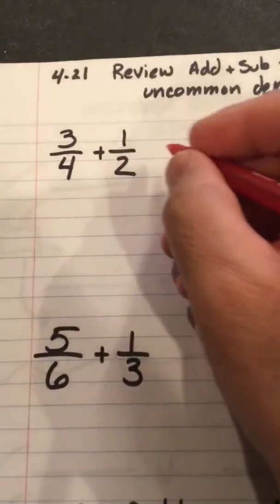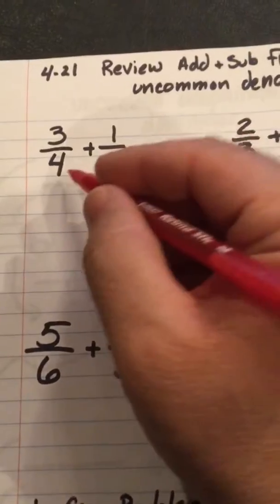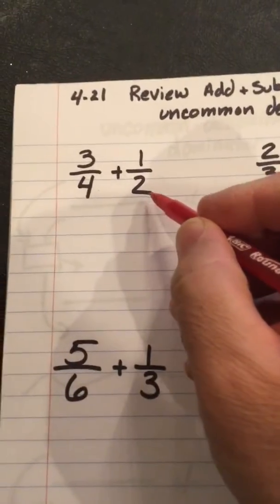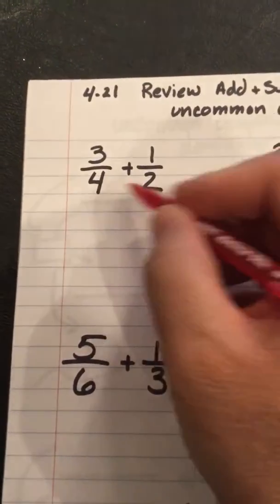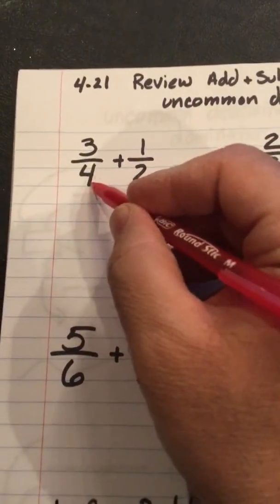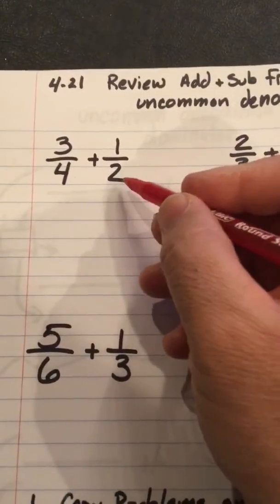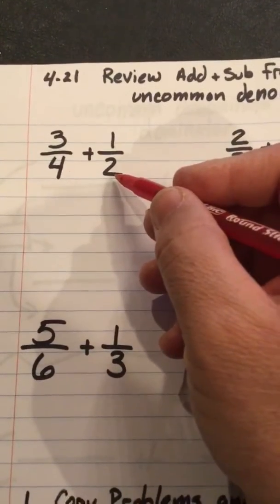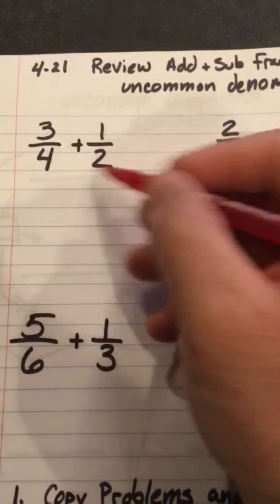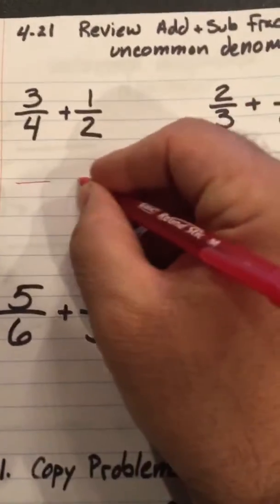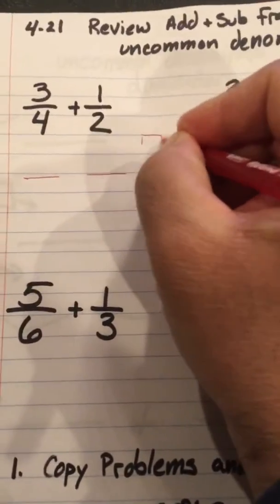Okay, let's take a look at the first problem. So we have unlike denominators of 4 and 2. So the rule was, think of the 2, count by 2, think of the 4. So what number can 2 and 4 go into? So 2, can 4 go into 2? No. 4. Can 4 go into 4? Yeah. So if we put our fraction bar here, do you guys remember this?